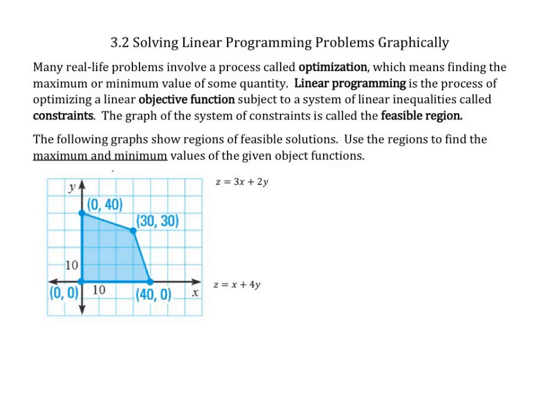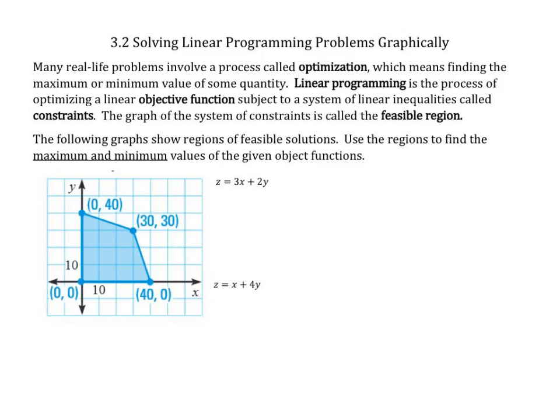Section 3.2, solving linear programming problems graphically. Many real-life problems involve a process called optimization, which means finding the maximum or minimum value of some quantity. Linear programming is the process of optimizing a linear objective function, subject to a system of linear inequalities called constraints.